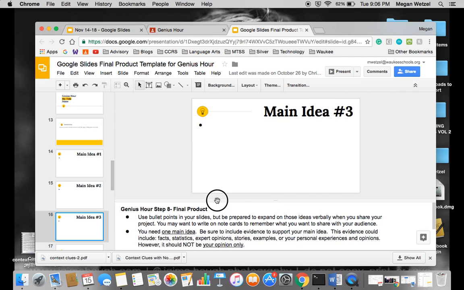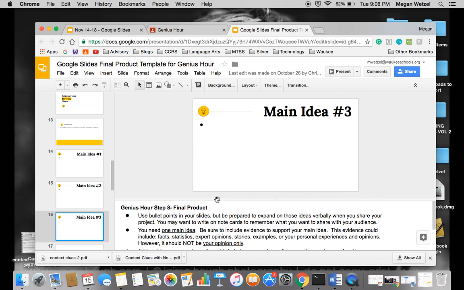Remember, when you're presenting, you want to use bullet points in your slides, but be prepared to expand on those ideas verbally when you share your project. You may want to write things on a note card to help you remember what you want to share with your audience. There should be 3 separate main ideas. Be sure to include evidence and support your idea.